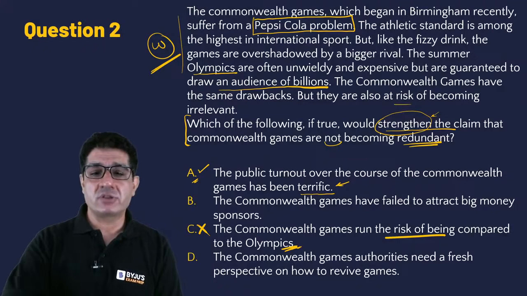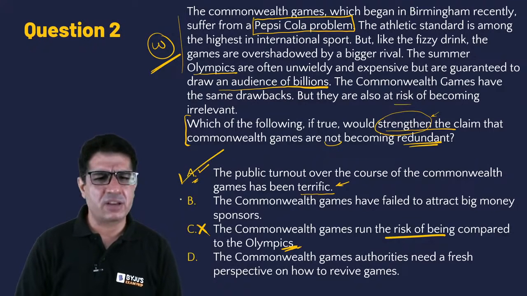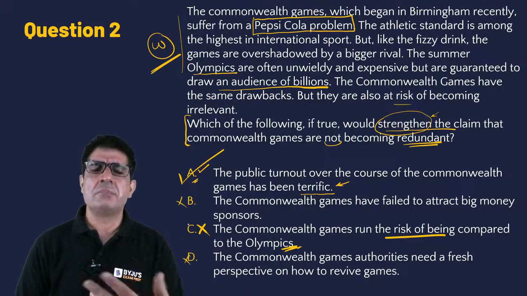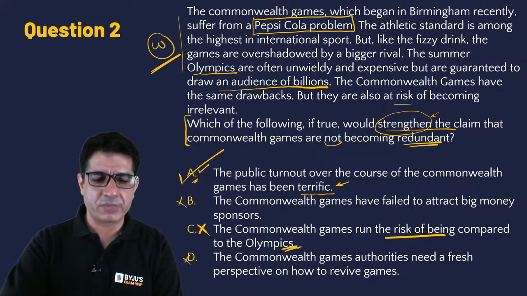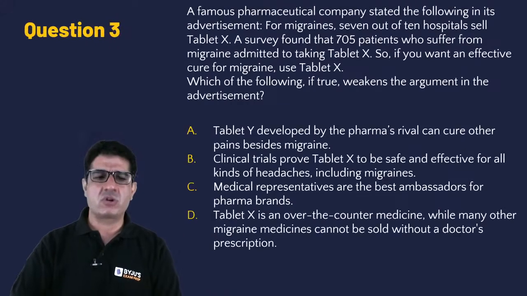Alright, so the correct answer here is option A. None of you have chosen B and D, rightfully so. Between A and C, C strengthens, A weakens, we are supposed to weaken, so A is the answer. Alright, here is your next question. Go ahead, give me the answer.